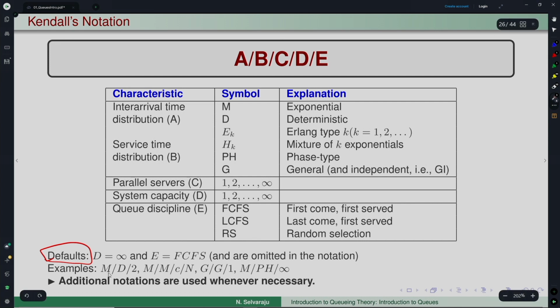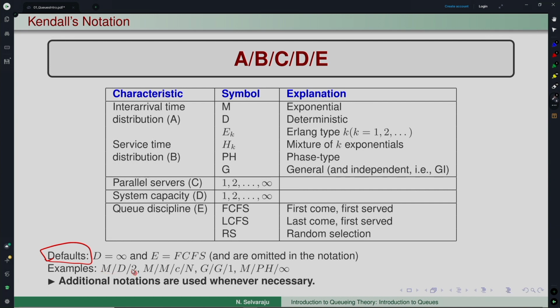Otherwise, it will be specified explicitly. Say, for example, if I have a description of M/D/2, M/D/2 means that the inter-arrival times are exponential, the service time is constant, and there are 2 servers, and the system capacity is infinity, and the queue discipline is FCFS.